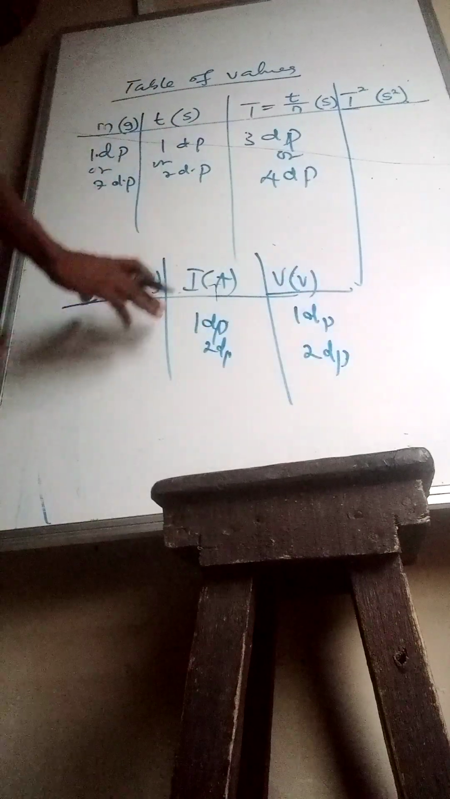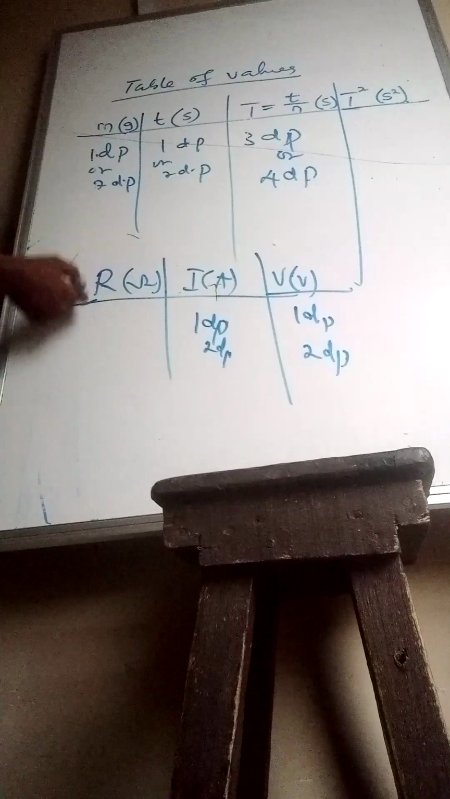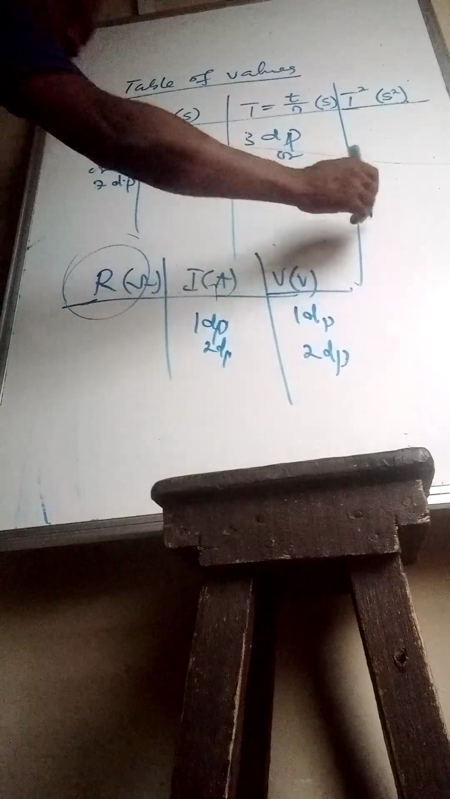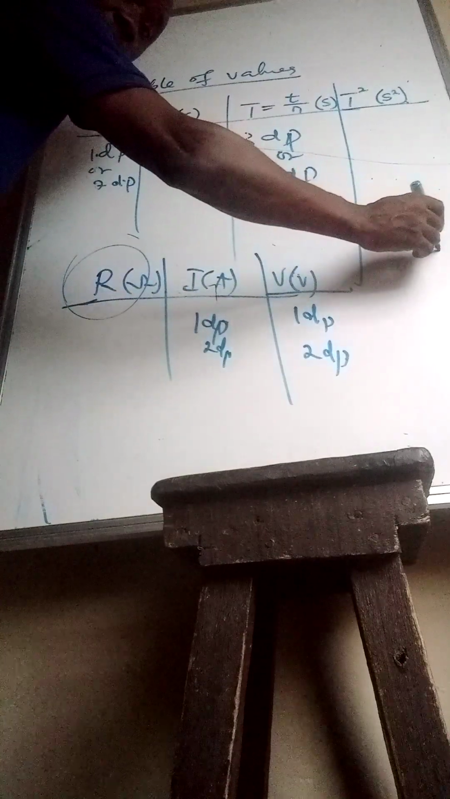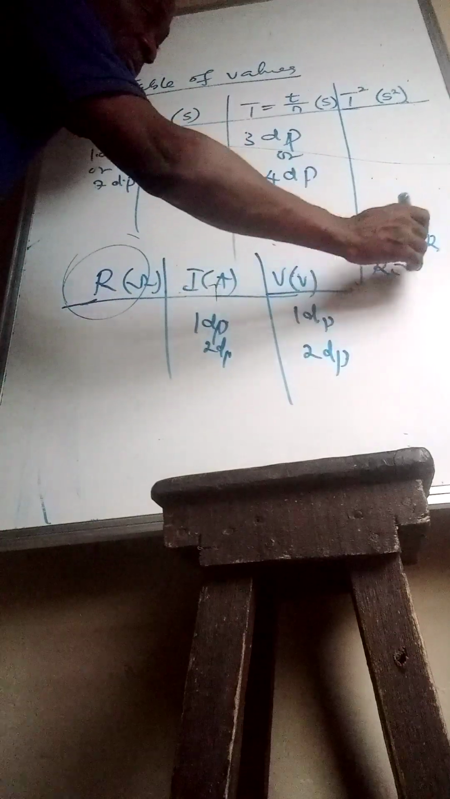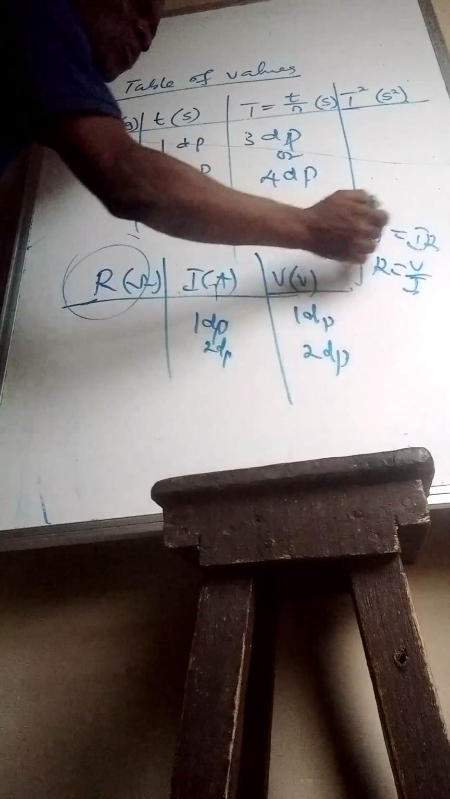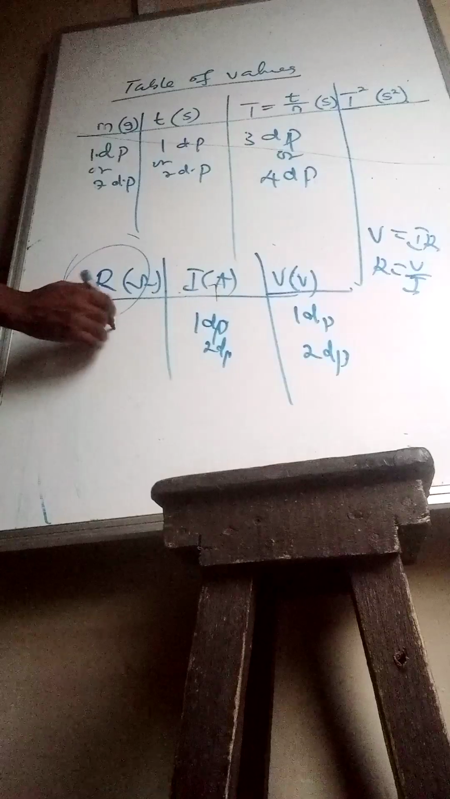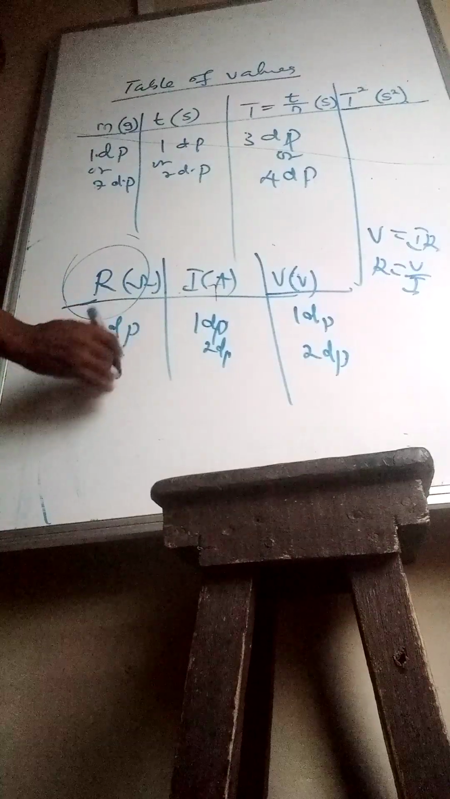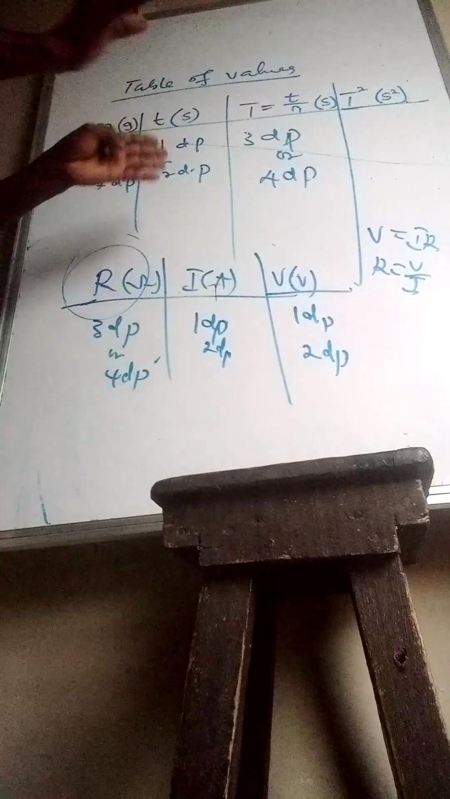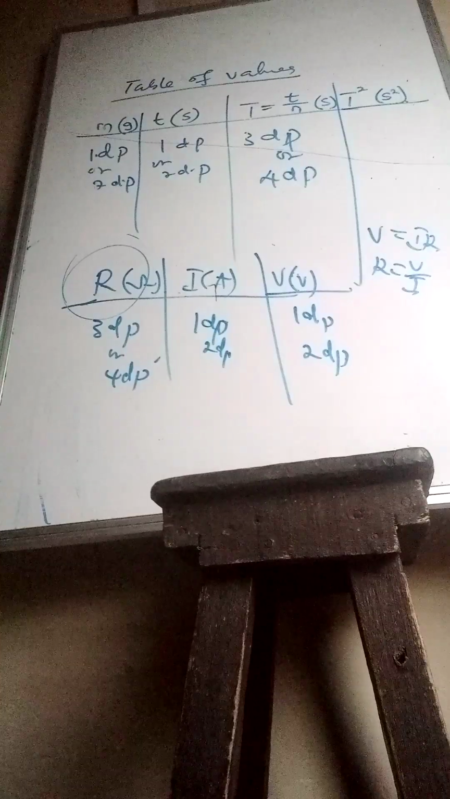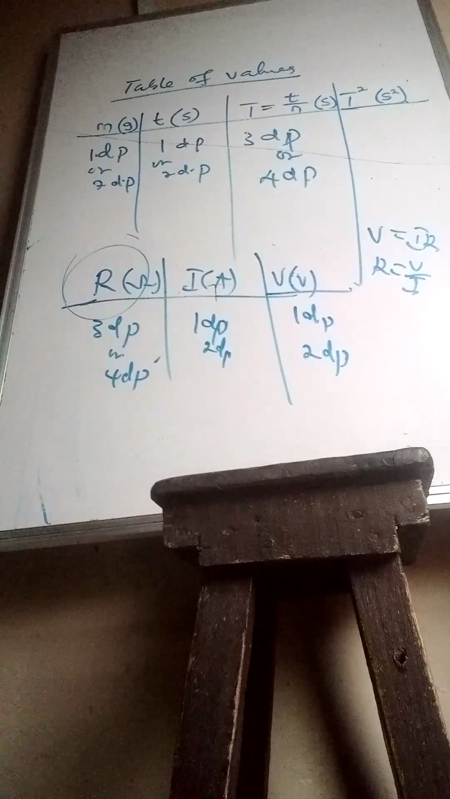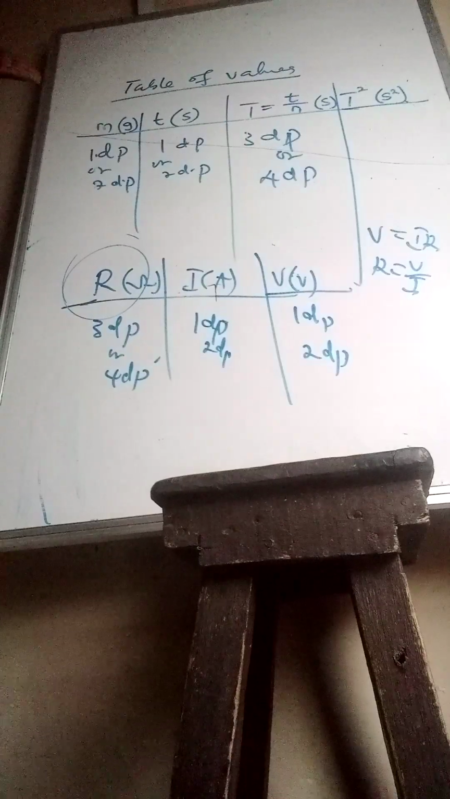Now, the resistance is evaluated. How? By using this and this. Remember, V is equal to IR from Ohm's law. That means R will be what? V over I. So whatever you get for your resistance, you are evaluating it. That means it must be 3 decimal places or 4 decimal places. So that's what I meant by the ones you evaluate. Now, that is the first part. The next is the graph itself.